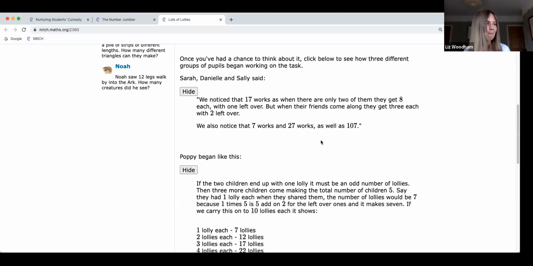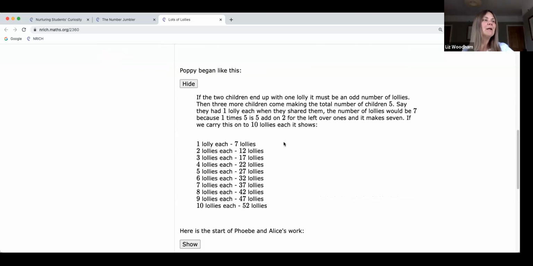I wonder why. Poppy has been quite systematic, and she's approached it from the point of view of, if I'm sharing out these lollies between 5 children, what if they had 1 each? What if they had 2? What if they had 3? She's listed all the possibilities. What she hasn't done yet is thought about the odd, the fact that she knows it's got to be odd because of the sharing between 2 at the beginning.